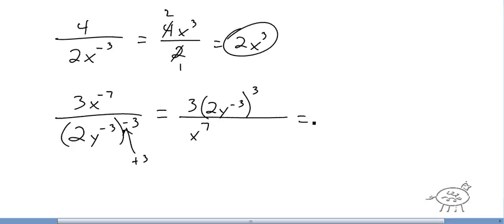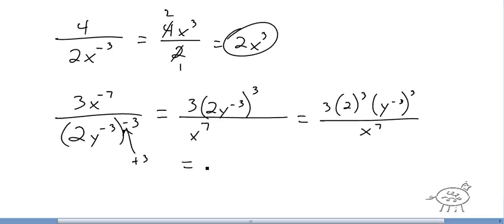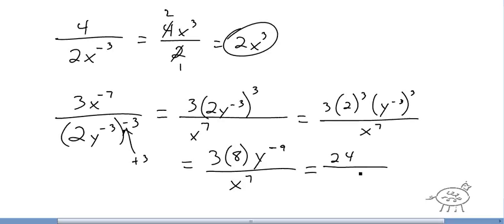And now we can actually simplify a little bit. 3, and that's 2 to the 3rd, y to the negative 3rd, cubed over x to the 7th. So that's equal to 3 times 8 y to the negative 9th over x to the 7th. Okay, and then your last step, of course, no negative exponents, is going to be, well, here, do 3 times 8 is 24, and everything goes to the bottom. So it's x to the 7th, y to the 9th, and that's your answer to that problem.